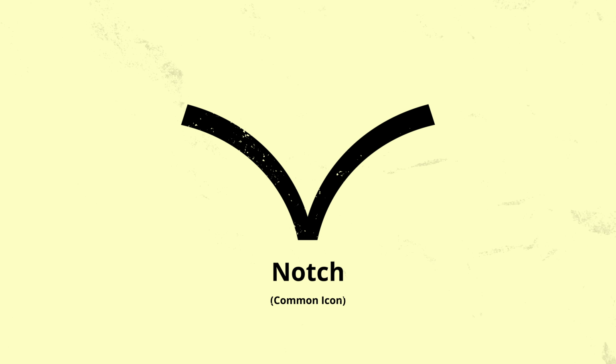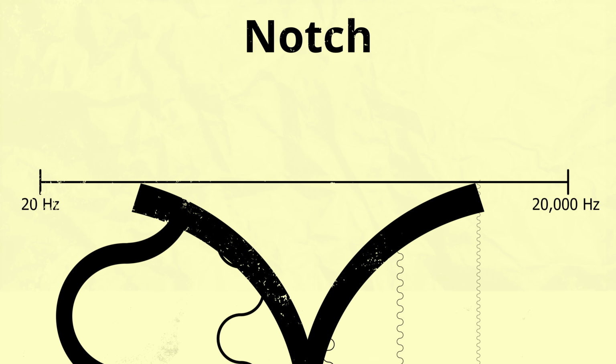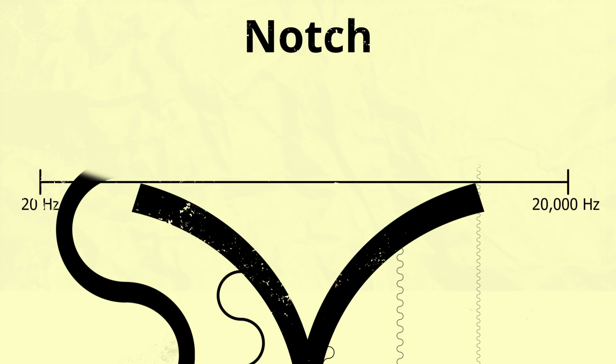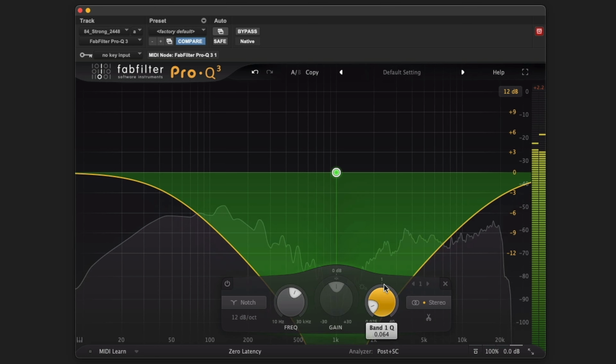Last is the notch filter. The notch filter is kind of an inverse of the bandpass, meaning that one frequency will be stopped while the rest pass through. The surrounding frequencies are slightly affected, kind of like the inverse of a bandpass.